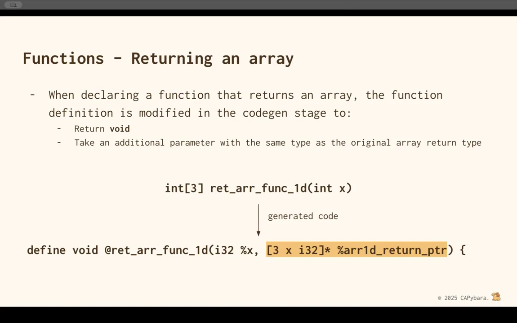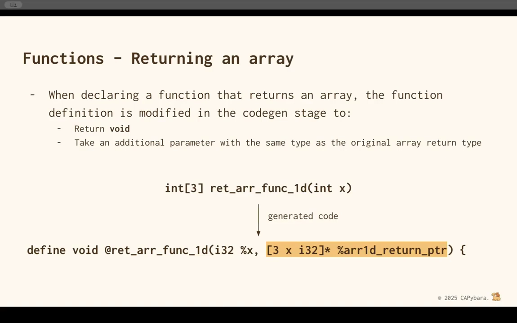So there's two things that we do. Number one, we change the return type of the function to be void instead of the array. And number two, we add an extra argument to the argument list. The type of this argument is a pointer to an array, and this array has the same type and size as the original return type of the function.